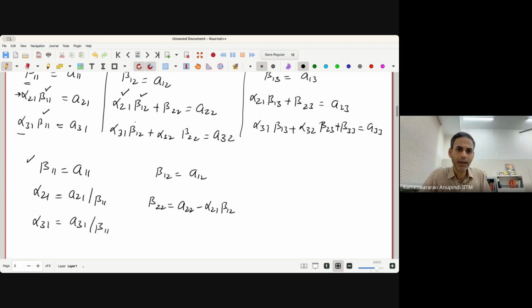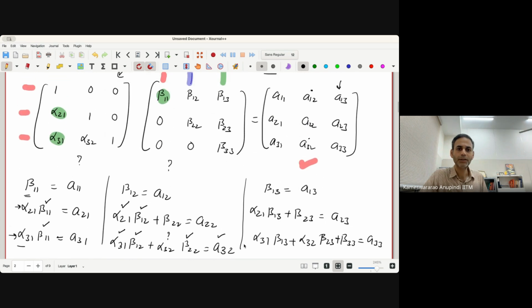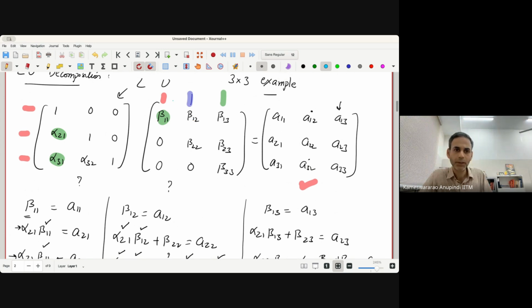But then I have already calculated beta 1,2. I have already calculated alpha 3,1 from here. Beta 2,2 I have also just calculated in the step above. A 3,2 I know, so I can calculate alpha 3,2. Alpha 3,2 is going to be A 3,2 minus alpha 3,1 beta 1,2 divided by beta 2,2, right? That means after this step, I have calculated beta 1,2, beta 2,2, and alpha 3,2. That's what I have calculated.